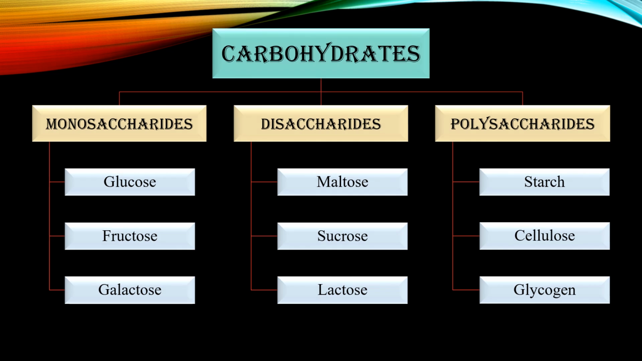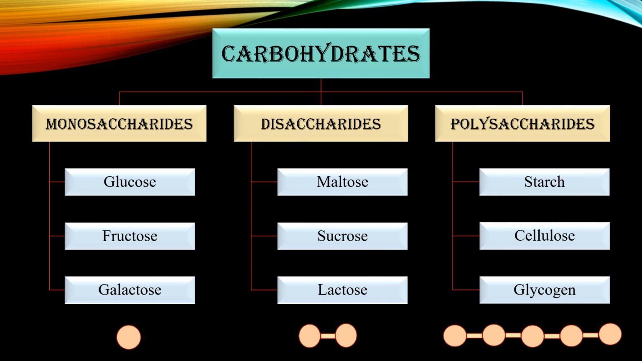Next, we will look at the classification of carbohydrates. There are 3 groups of carbohydrates as monosaccharides, disaccharides, and polysaccharides. Mono means 1, di means 2, and poly means a lot. That means polysaccharides are formed by the combination of a large number of monomers. If you look at the examples, most common monosaccharides are glucose, fructose, and galactose. Most common disaccharides are maltose, sucrose, and lactose. And for polysaccharides, we have starch, cellulose, and glycogen. Next, we'll discuss them in detail.